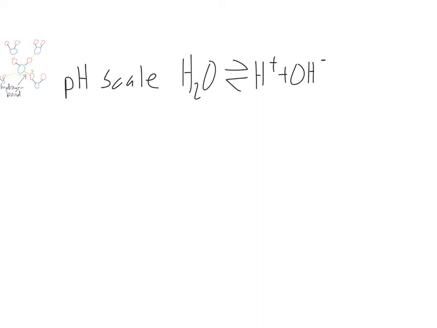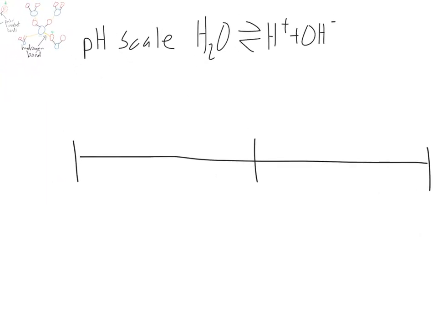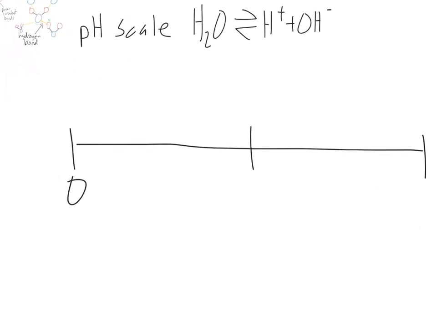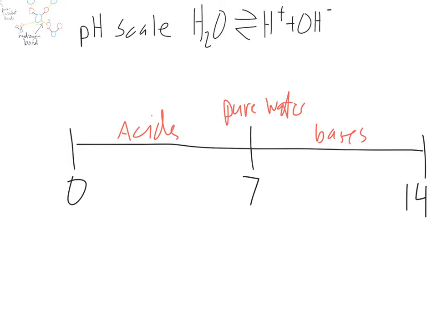Now, so let's draw out the pH scale. The pH scale goes from what to what number-wise? 0 to 14. What's right here in the middle? 7. What's the only substance we know to be 7? Water. Pure water. So what is 0 to 7? Acids. What's 7 to 14? Bases. Okay.